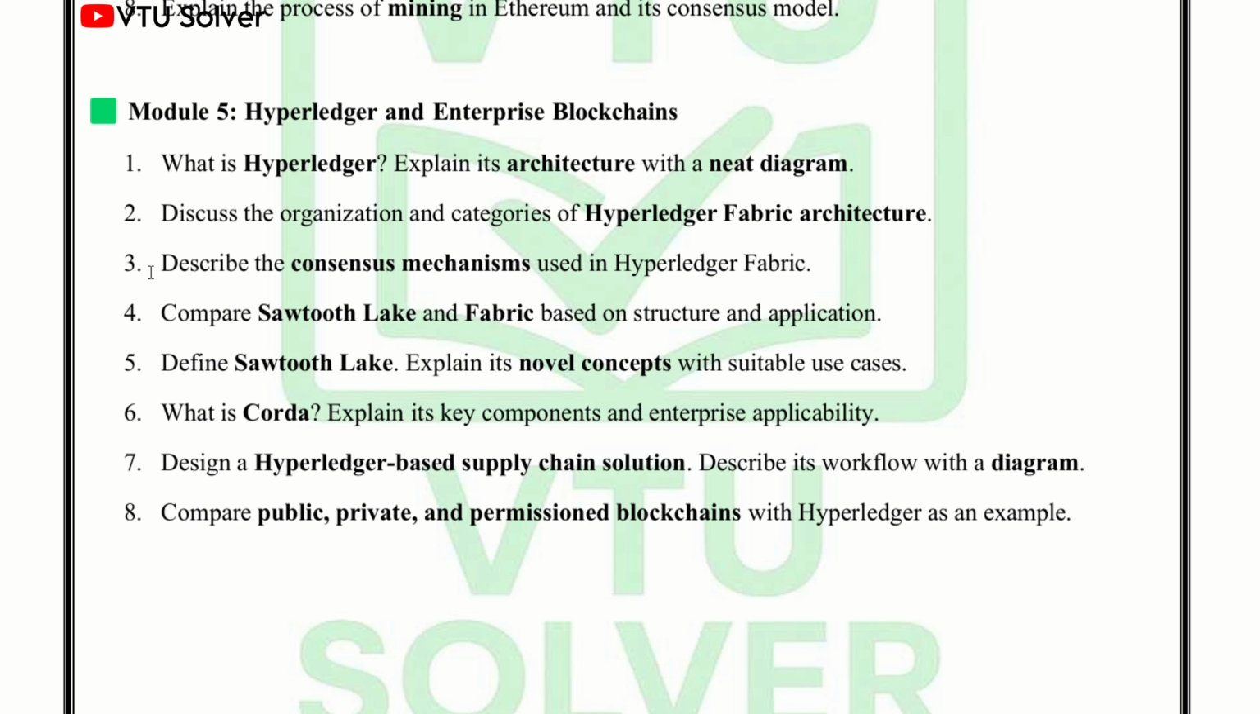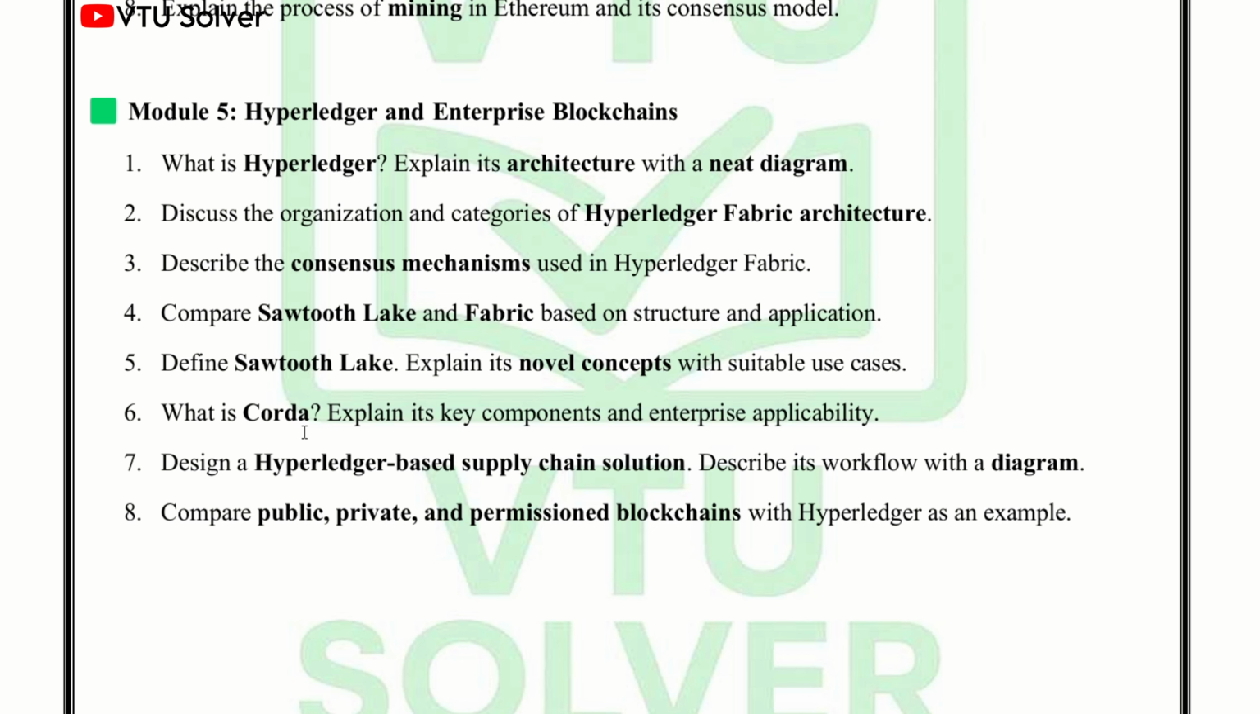Architecture. Third question. Describe the consensus mechanism used in Hyperledger Fabric. Fourth question. Compare Sawtooth Lake and Fabric based on the structure and application. Fifth question. Define Sawtooth Lake. Explain the novel concepts with suitable use cases.